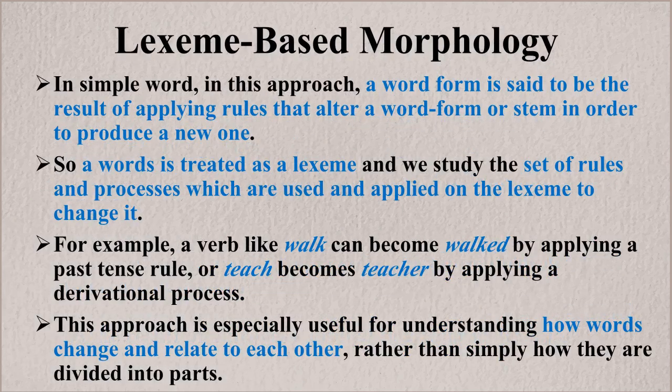In simple words, in this approach, a word form is said to be the result of applying rules that alter a word form or stem in order to produce a new one. So a word is treated as a lexeme, and we study the set of rules and processes which are applied on the lexeme to change its form. For example, a verb like walk can become walked by applying a past tense rule, or teach becomes teacher by applying a derivational process. This approach is especially useful for understanding how words change and relate to each other, rather than simply how they are divided into parts.